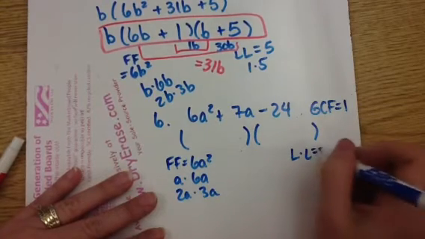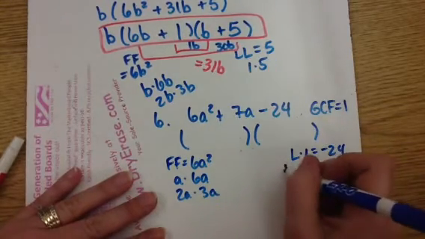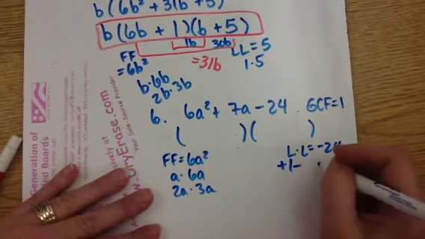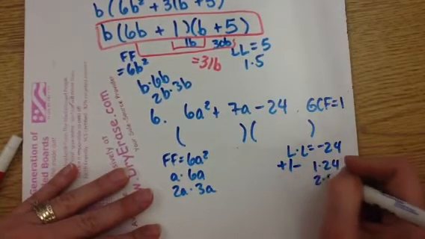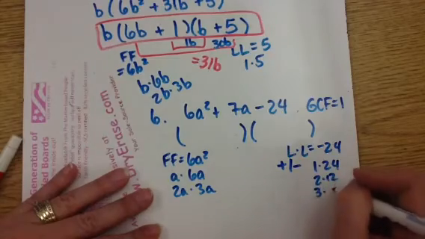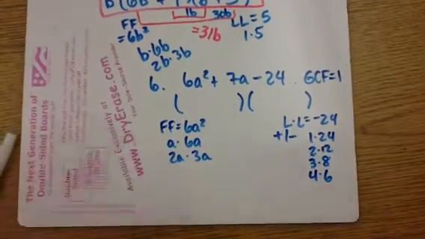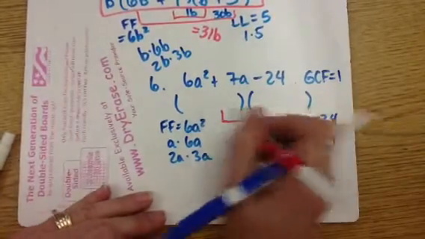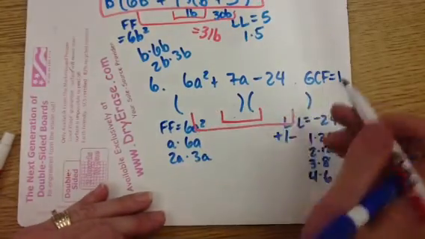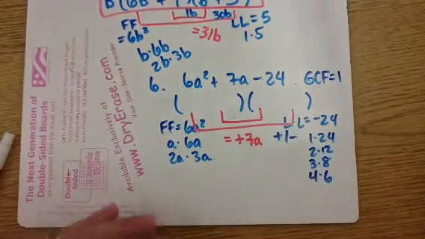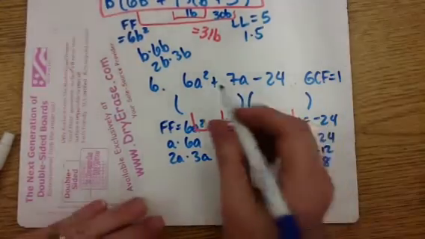Last times last is negative 24. So I know I'm going to have a plus minus. And it'll either be 1 and 24, 2 and 12, 3 and 8, or 4 and 6. So I'll start guessing and checking. Remember, my inside product plus my outside product is going to need to equal positive 7a. So I'm going to have to watch those signs.